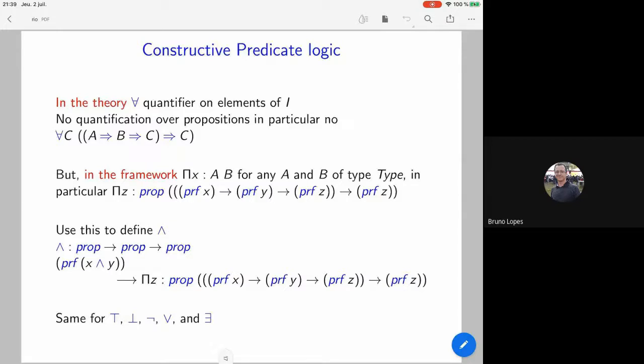So we don't need to add a quantifier in the theory to quantify over propositions, because we can already quantify over propositions outside. And we can do exactly the same thing for truth, falsehood, negation, disjunction, and the existential quantifier. And you see here that the proposition x and y does not reduce to anything. The proposition x and y is a normal form. It's only when we apply the constant proof to this proposition that we get the type of the proofs of x and y, and that this type rewrites to something else. It's not the proposition, it's the type of its proof that reduces.